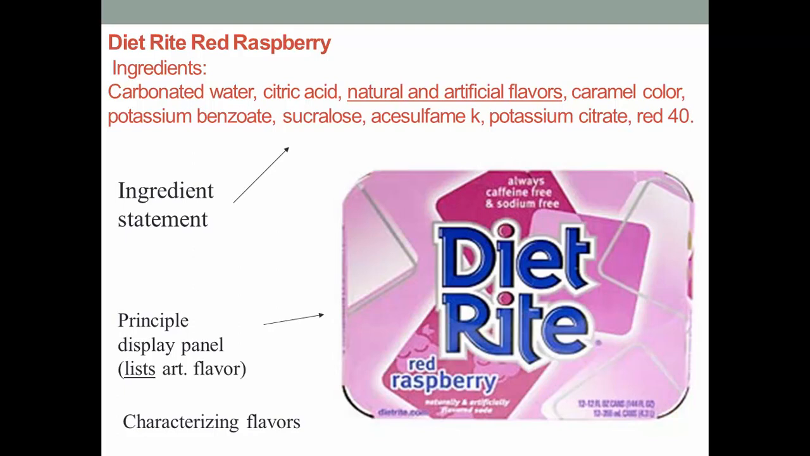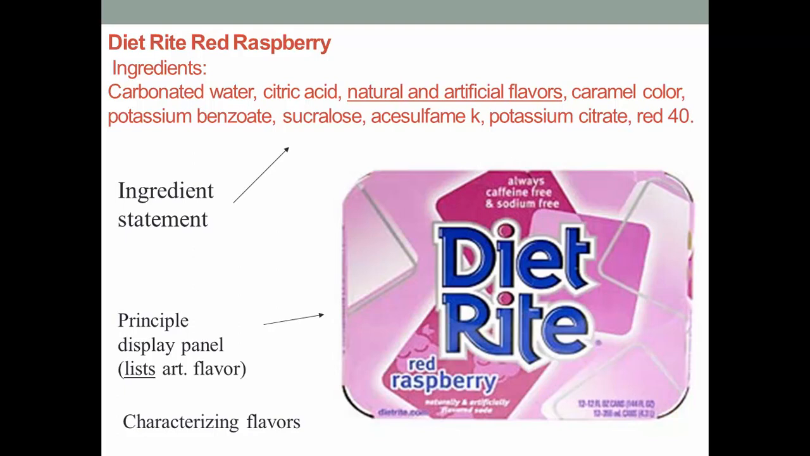Anyway, so what do we have? It tells the consumer on the front that there are both natural and artificial flavors. If we look up at the ingredient statement: carbonated water, citric acid, natural and artificial flavors, caramel color, potassium benzoate. We have a number of preservatives in there, high potency sweeteners, red 40 coloring and so on. But it's interesting, it does tell us there are artificial flavors on the front.